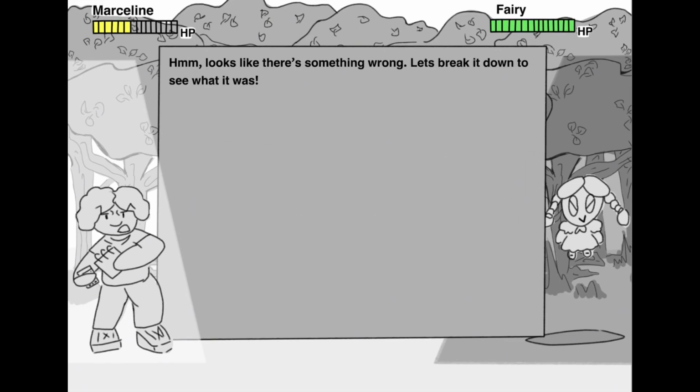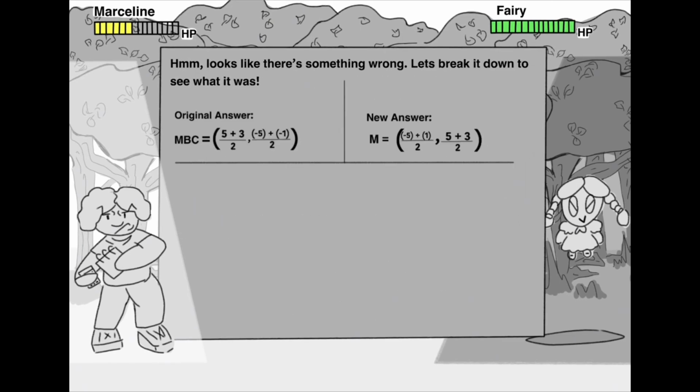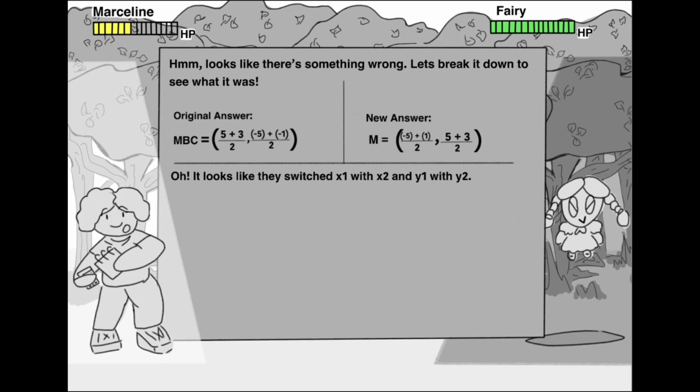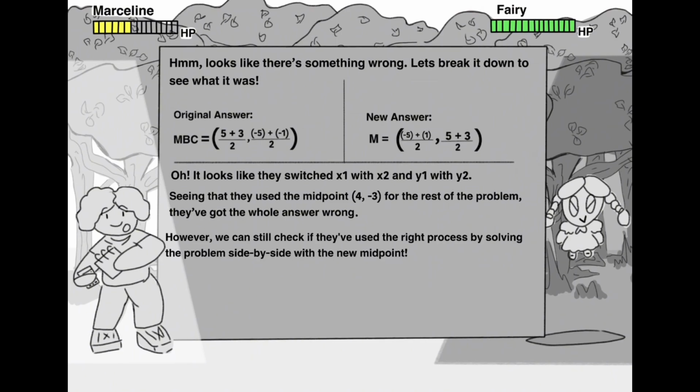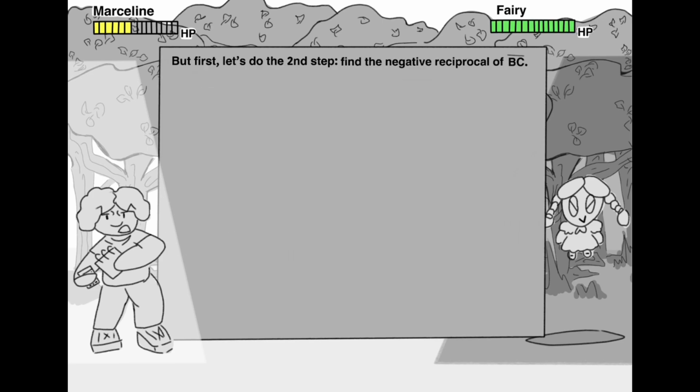Looks like something went wrong. Let's break it down and see what it was. Oh, it looks like they switched x1 with x2 and y1 with y2. Seeing that they used the midpoint 4, minus 3 for the rest of the problem, they got the whole answer wrong. However, we can still check if they've used the right process by solving the problem side by side with the new midpoint. But first, let's do the second step.